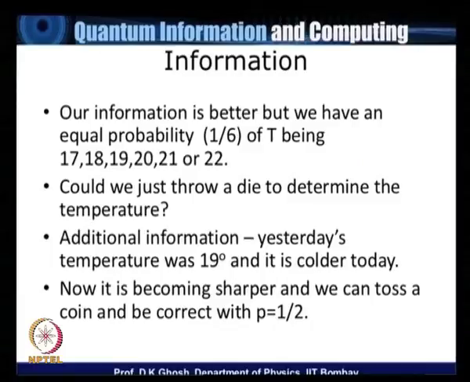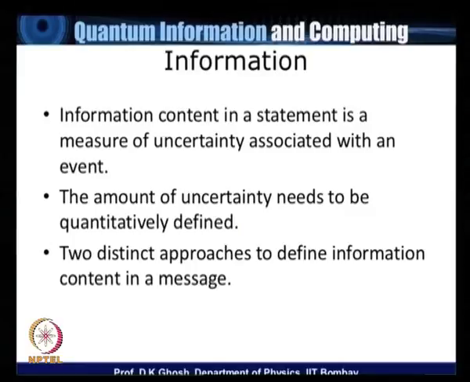Now, suppose I gave additional information. I said yesterday's temperature was 19 degrees and it is colder today. Now you notice we have done something better. We have now said that our information has become sharper and our temperature range has now become smaller. And supposing I had just 2 alternatives left, then I could actually toss a coin and decide what the temperature was to a certain degree of accuracy. So therefore, information in some sense is a measure of uncertainty associated with it.